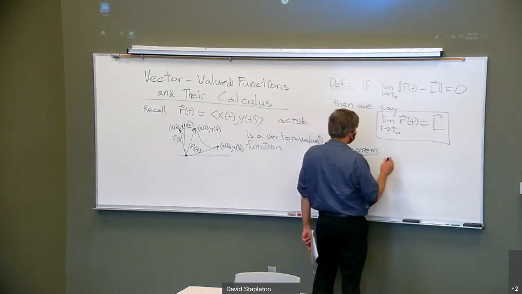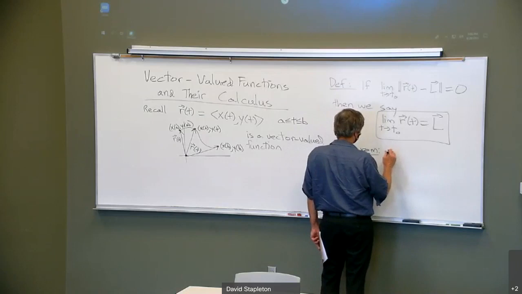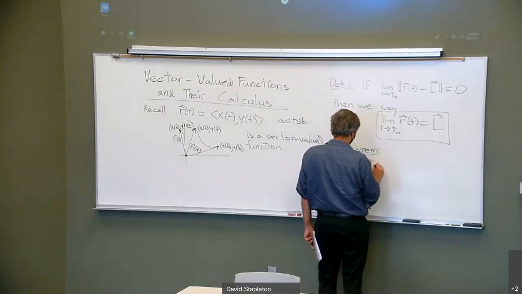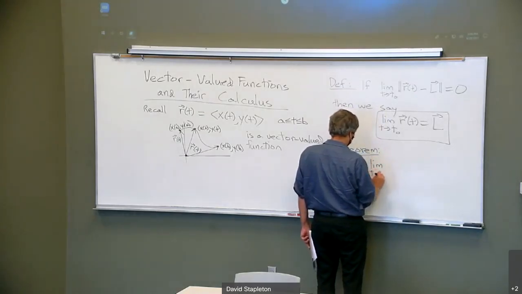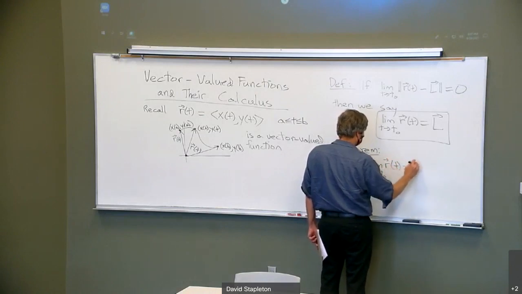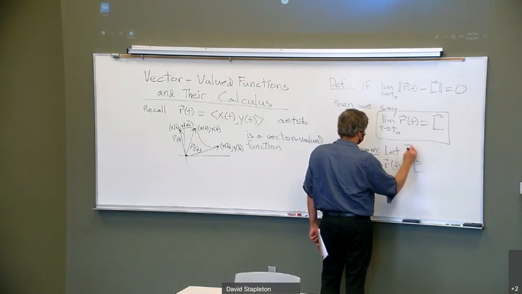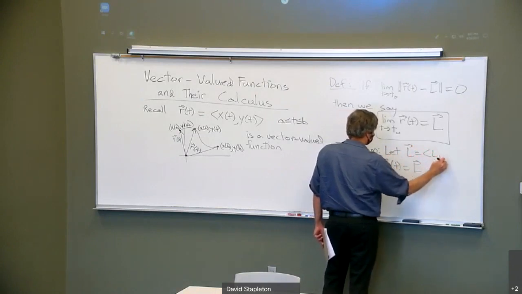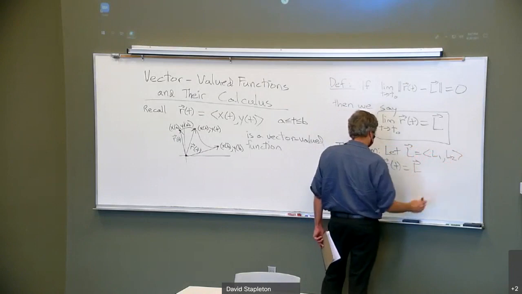Says, because of this, the limit as t approaches t0 of r of t is equal to L, where L is some vector with components, let's say L1, L2, two numbers.